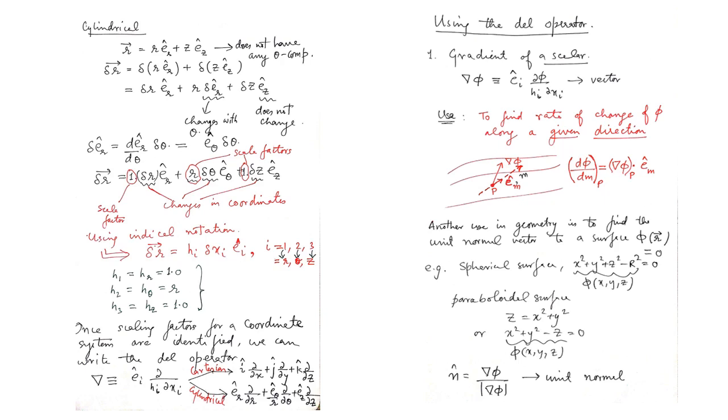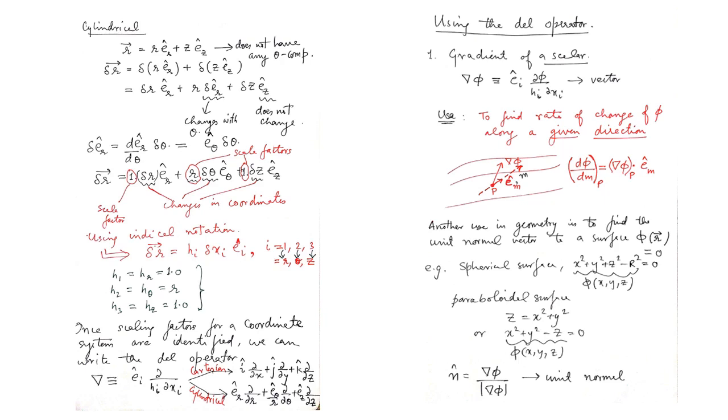Now another use is purely geometrical in nature. It is used to find the unit normal vector to a surface. So suppose I have a surface in 3D given by some scalar relation, phi of r equal to 0. I have given a simple example, a spherical surface: x squared plus y squared plus z squared minus r squared equals 0. That is the equation of a spherical surface. So you can simply write it as a function phi of x, y, z equal to 0.